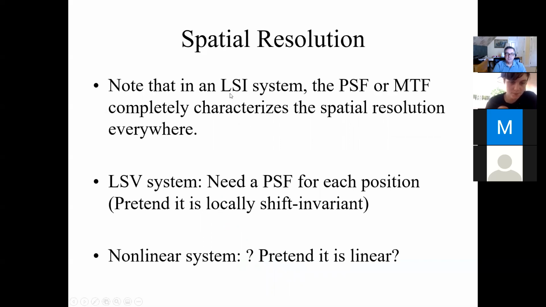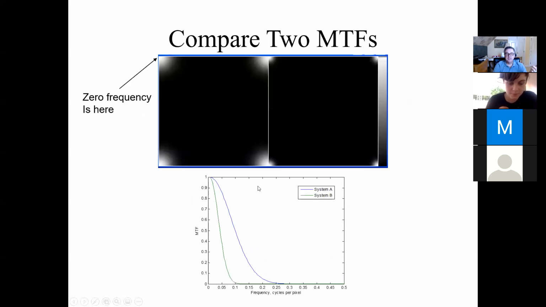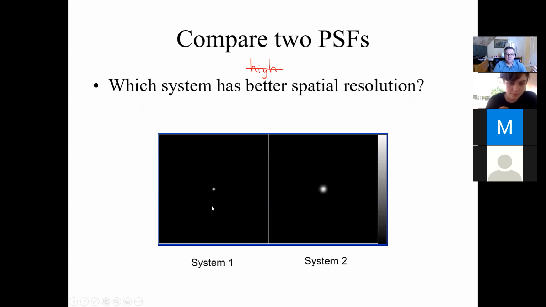Okay, well, if you have a linear shift invariant system, then that's all you need to know. And so that's your complete characterization of spatial resolution, either the PSF or the MTF. That's all you need. If you have a linear but shift variant system, how do you characterize that? Well, you still have impulse responses. Let me go back to, let's say, here.